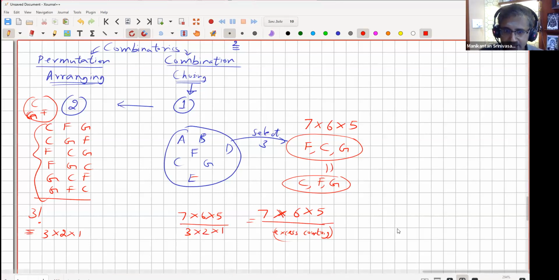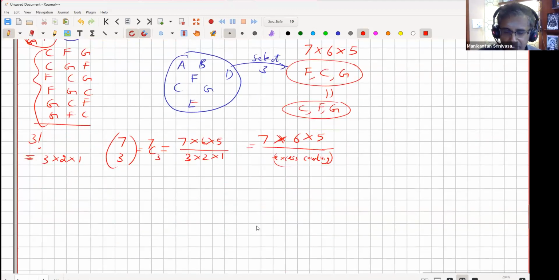Okay, now this notation of 7 people, we are selecting 3, is typically written like this: 7 choose 3, or sometimes people explicitly write 7C3. 7C3 means from 7 we have to choose 3. So this is just notation. Okay, so clear so far?